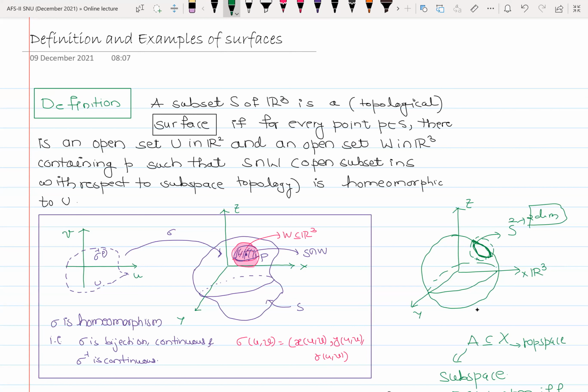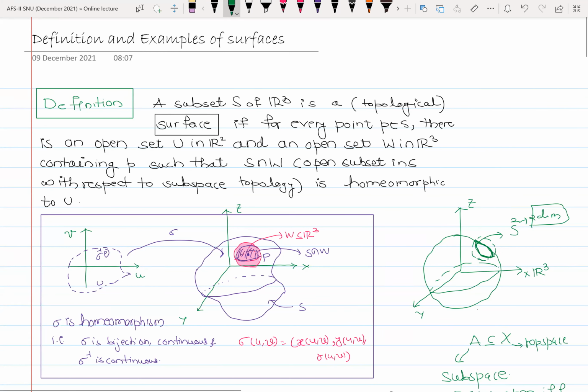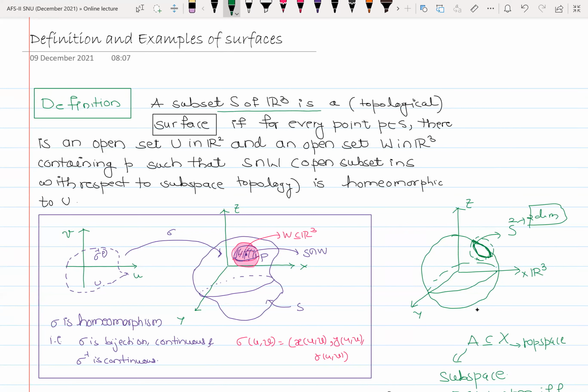And then of course, we know that open subsets can be formed by taking unions and intersections of open sets, and whatever forms are going to be open subsets of S2. So the same thing we want to say here. A subset S of R3 is a surface if for every point P belonging to S, there is an open set U in R2 and an open subset W in R3 containing P such that S intersection W is homeomorphic to U. All of you know this part, so we don't even need to write these things.